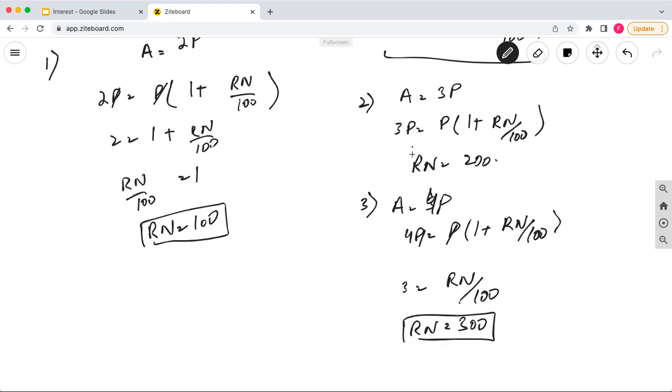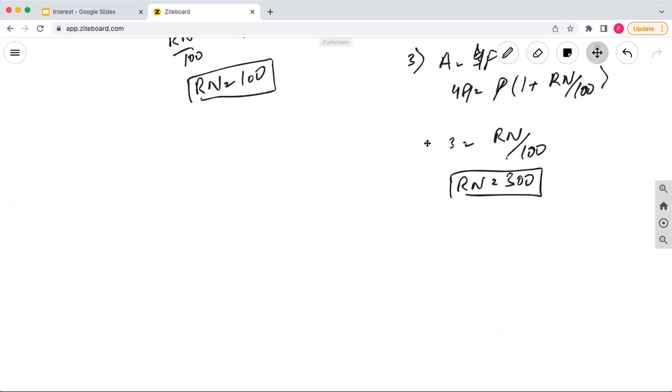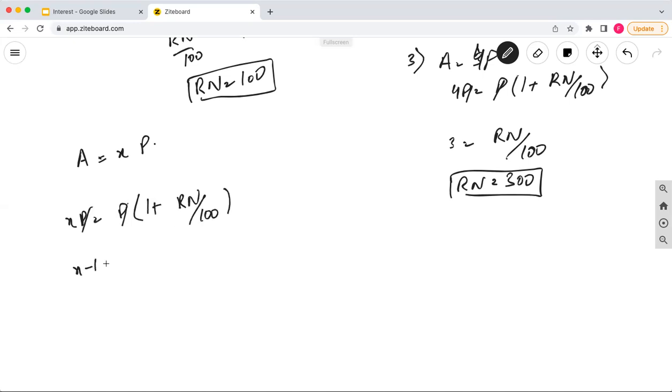Now there is a sort of pattern in this. To understand that pattern, let's consider that our final amount is increased by x times. So if I consider A to become x times the principal amount, in that scenario we have xP is equal to P into 1 plus R1 by 100. This will cancel out, and x minus 1 is equal to R1 by 100. So R1 is equal to x minus 1 into 100.